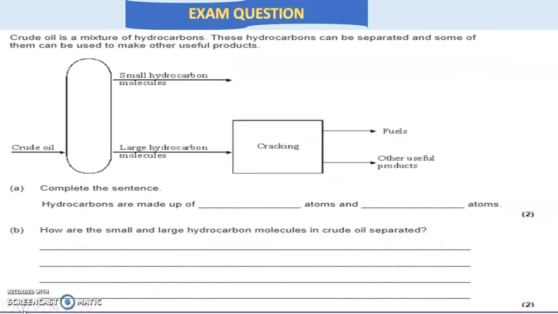This next one is slightly longer, it's got extended writing. So complete the sentence. Crude oil is a mixture of hydrocarbons. These hydrocarbons can be separated, and some of them can be used to make other useful products. They've given you a flow chart and you've been asked to complete the sentence. Hydrocarbons are made up of dash and dash atoms. We know they're made up of carbon and hydrogen.